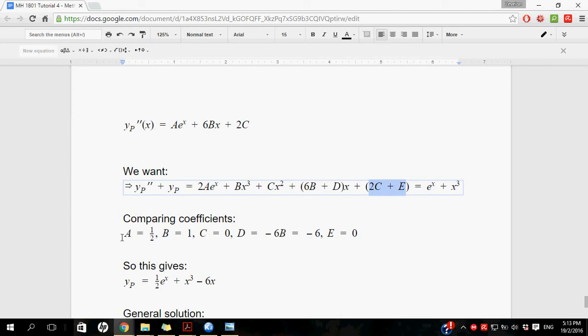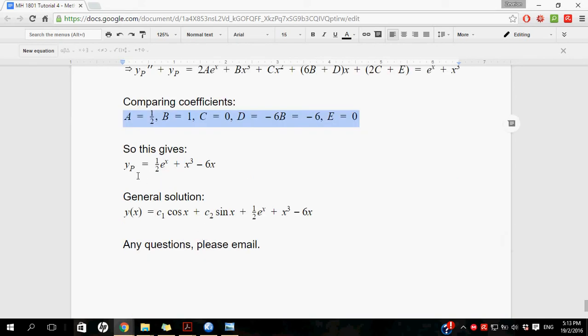And therefore, we have determined all the undetermined coefficients, and that allows us to conclude that our particular solution is of this form: half e to the x plus x cubed minus 6, where we substitute all these values into our particular choice. Therefore, the general solution in this case will be our yc plus our particular solution yp.